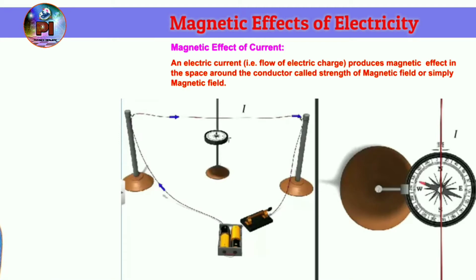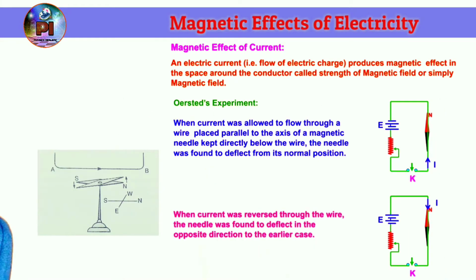As you can see in the figure on the screen, current was allowed to flow from south to north, and the needle placed below the wire shows deflection. The direction of the deflection is given by two different rules, which we will discuss later. When the needle is placed below the wire and the current flows from south to north, it was observed that the north pole of the needle deflects towards the west.